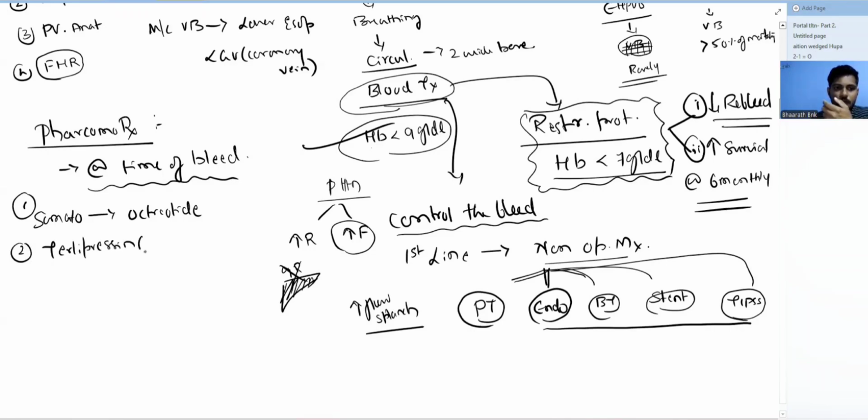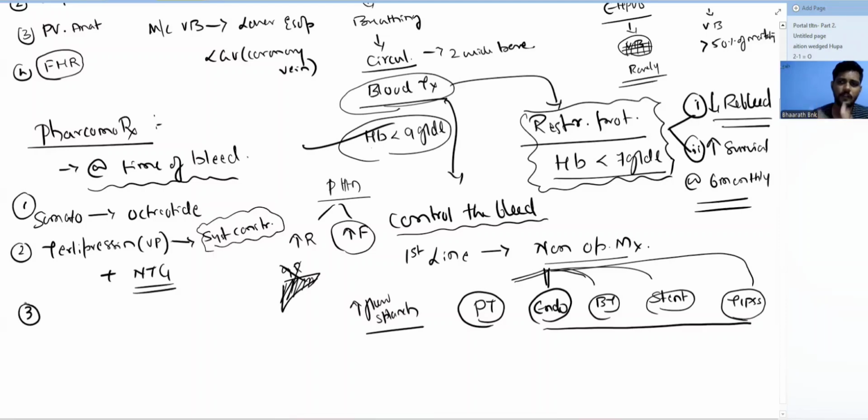So terlipressin is a vasopressin analog. Now this will cause splanchnic vasoconstriction, but terlipressin also causes systemic vasoconstriction, right? So we should add a vasodilator for the systemic circulation. That is why usually whenever terlipressin is started, it is started with NTG. So NTG will counter the systemic vasoconstriction, while terlipressin keeps on causing vasoconstriction of the splanchnic flow, so that it reduces the amount of blood in the portal system, thereby reducing the bleeding.